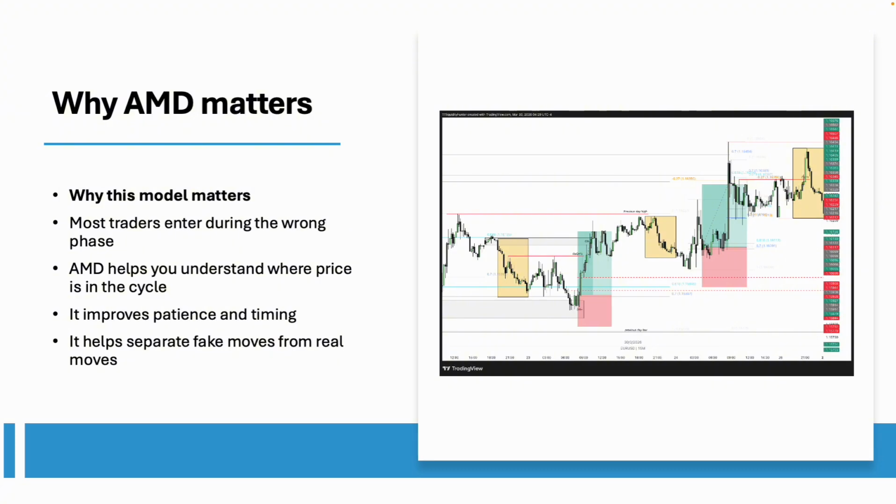You have to first understand the AMD cycle, and it will improve your patience and timing. It will also separate the fake moves from the real moves. So please know where you are in the market. If the AMD is not ready and we're just in the accumulation phase and orders are building up, and you enter, two things can happen: either you get manipulated down and your SL is hit, or you got the whole market wrong and price will just distribute the other way around. So you have to know where and when you are.